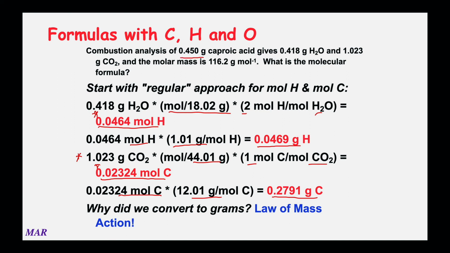The 0.450 grams of caproic acid represents all of the carbon, hydrogen, and oxygen in the sample. And notice that's a gram number, and notice 0.450 grams is less than 0.0469 plus 0.2791. And that's good. The difference is going to be the grams of oxygen in the sample. So again, the sample, 0.450 grams, is all the carbon, hydrogen, and oxygen in this caproic acid. And we're going to subtract the grams of hydrogen and the grams of carbon to get just the grams of oxygen in the caproic acid.